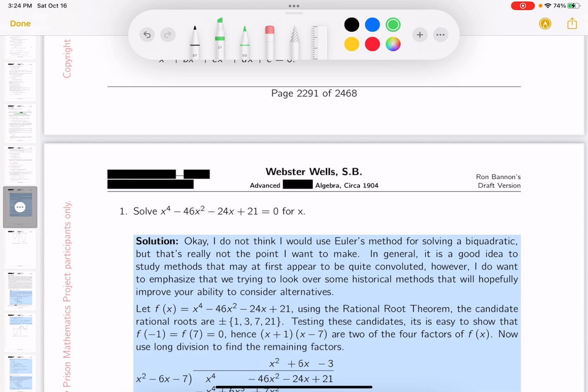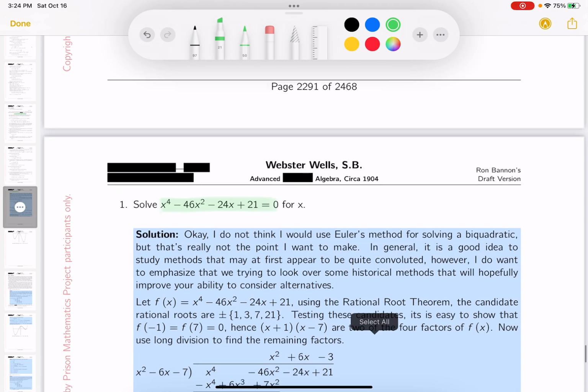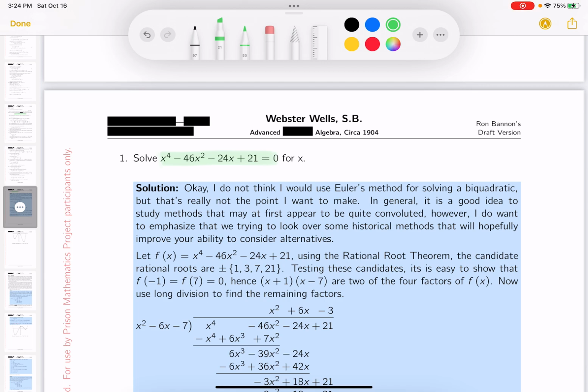So I want to point out, if I were confronted with this, I want to point out this was solved. If you read through that section, it was solved using Euler's technique. However, if I were doing this, I don't think I'd resort to Euler's technique. So I'm going to read this, and it says over here, okay, I do not think I would use Euler's method for solving a biquadratic. But that's really not the point I want to make here. In general, it is a good idea to study methods that may at first appear to be quite convoluted.